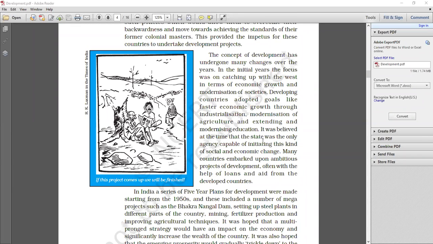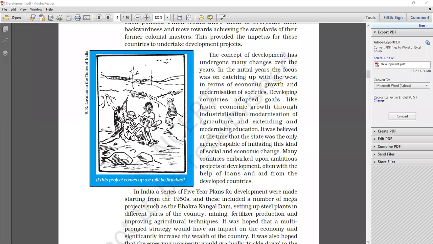It was believed at the time that the state was the only agency capable of initiating this kind of social and economic change. It was formally believed that the national state, the central government if we talk about India, is the only agency that can bring this type of social and economic change in our economy. Many countries came up with various ambitious projects of development, used their resources, and took loans and help from the richer or developed countries, to establish industries, modernize agriculture, modernize education, etc.